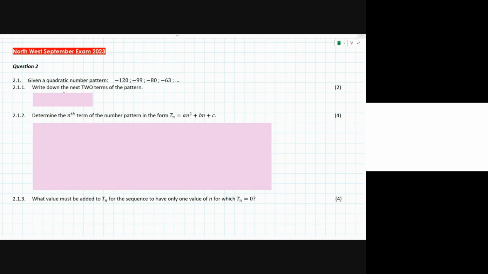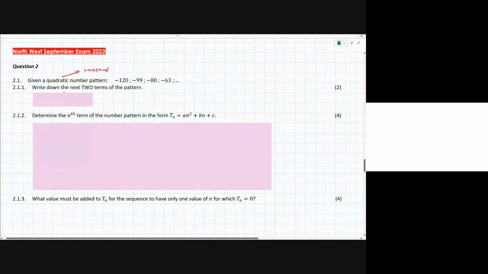Alrighty, so as I said, one of the types of questions you can expect in sequence and series is just dealing with the quadratic. So 2.1, because that's a number. 2.1 says, given a quadratic number pattern, negative 120, negative 99, negative 80, negative 63. 2.1.1 says, write down the next two terms of the pattern. And 2.1.2 says, determine the nth term of the number pattern in the form Tn equals an squared plus bn plus c. Right, so remember, quadratic number pattern, constant second difference.